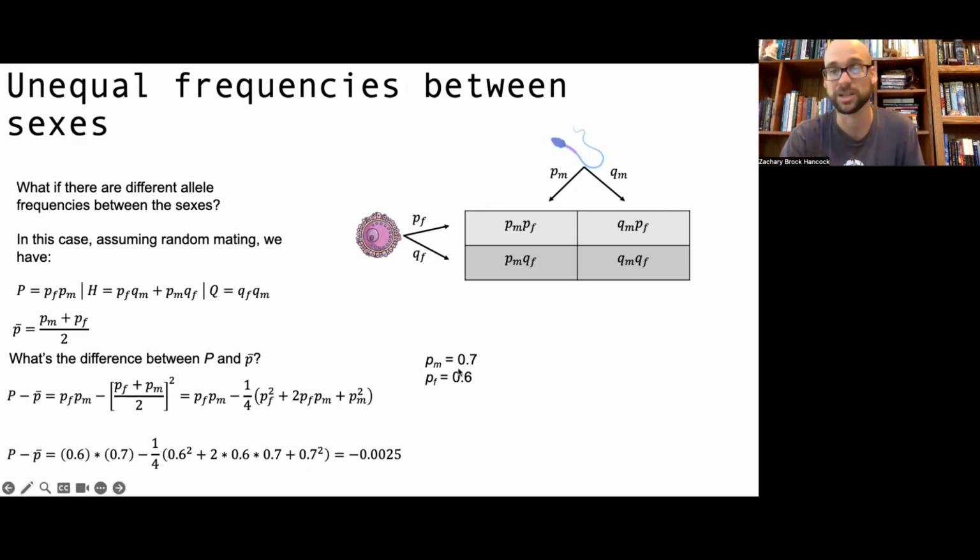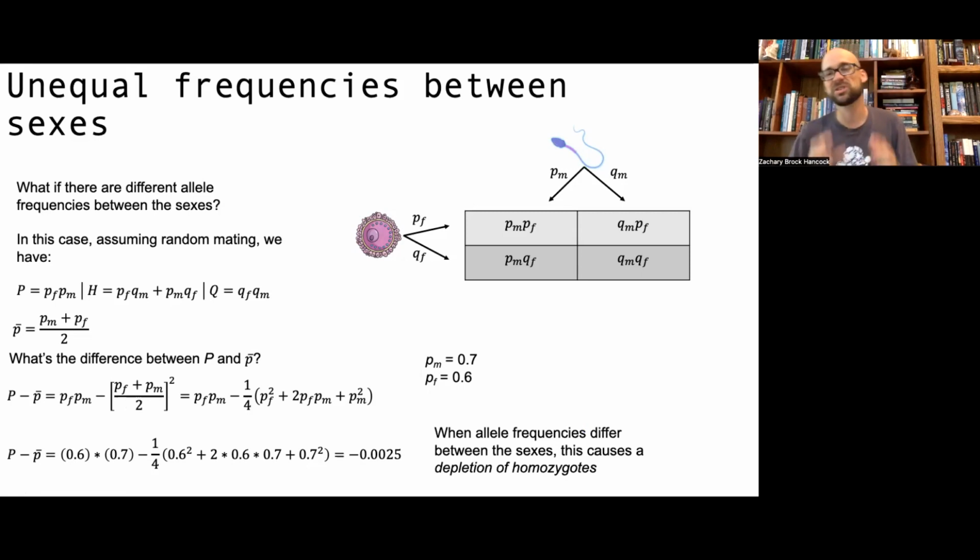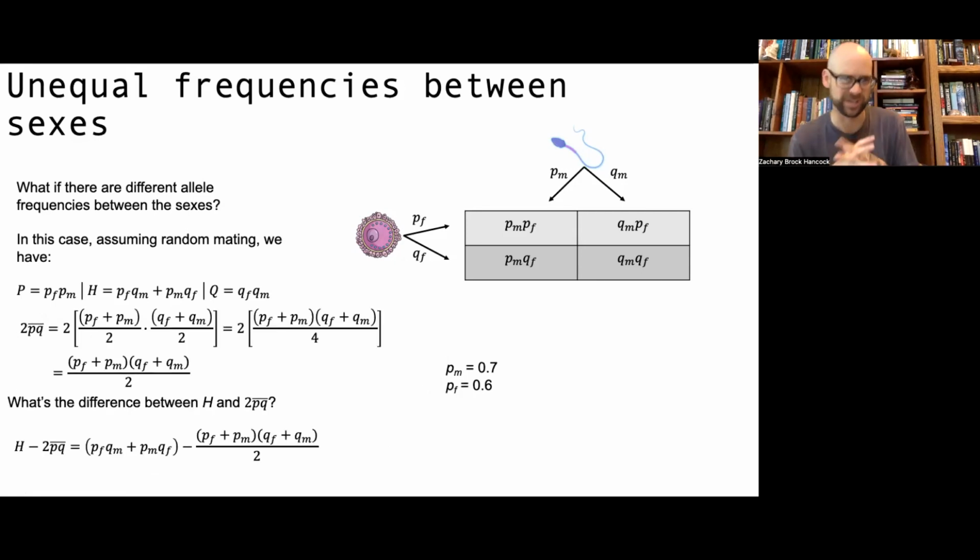So let's assume that P sub M is 0.7, P sub F is 0.6. If that's the case, we plug in our numbers and we find that the difference between the observed and the expected is negative 0.0025. That is to say that when allele frequencies differ between the sexes, this causes a depletion of homozygotes relative to what we expect under Hardy-Weinberg. So fewer homozygotes.